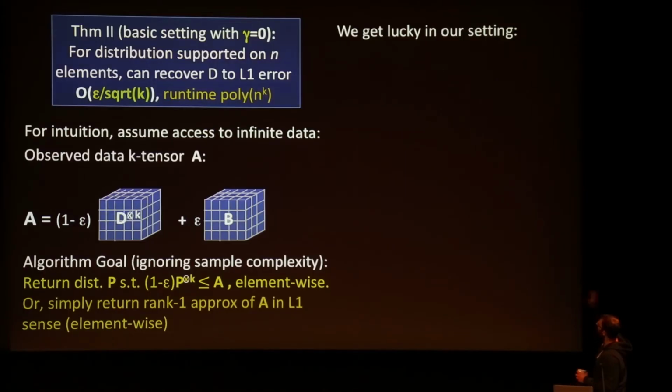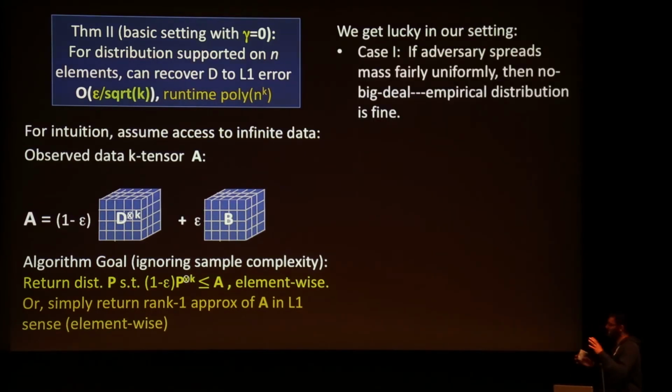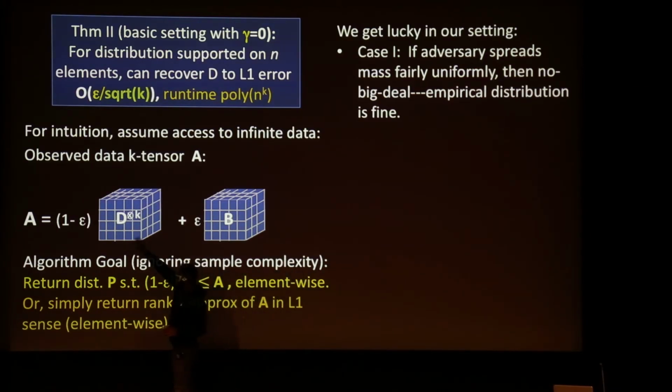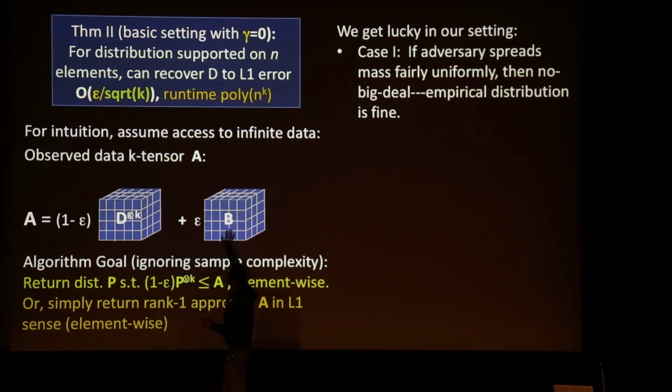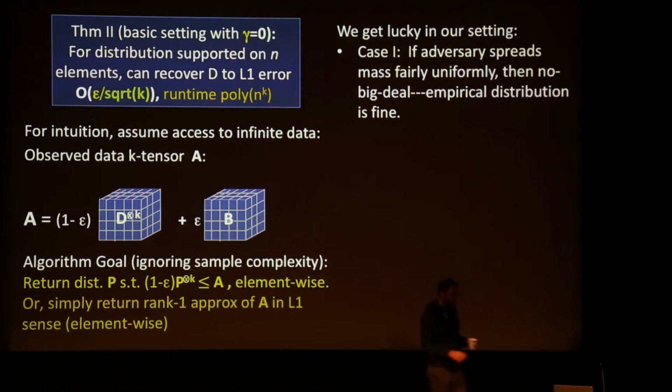Okay, however, in our setting, we get extremely lucky for a slightly mysterious reason. At least it's mysterious to me. I imagine Mingda understands it better. Basically, the case is the following. I give you a matrix A that has this form. It's 1 minus epsilon times some nice rank 1 thing plus some non-negative noise. And the idea is basically one of two things happens. Either the adversary has spread the mass out fairly uniformly. So either B is fairly uniform, in which case, no big deal. It doesn't matter that it's there. The empirical distribution will still be fine.